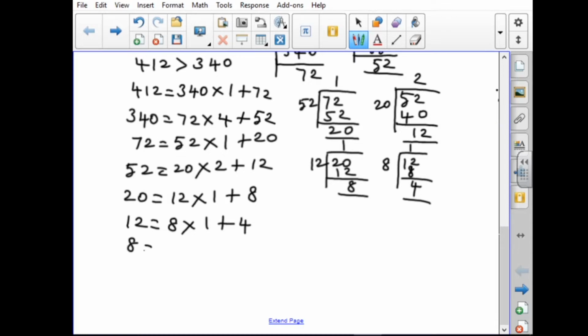So 8 equals 4 into, 8 is the dividend and 4 is the divisor. How many 4s are 8? 2. So plus 0. Otherwise you divide 8 by 4, which means 2 fours are 8. The remainder is 0. Now we have got the remainder 0, so you have to stop the process. Okay, here the remainder is 0.